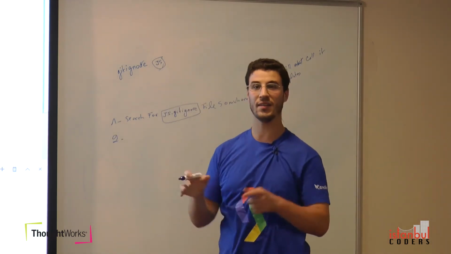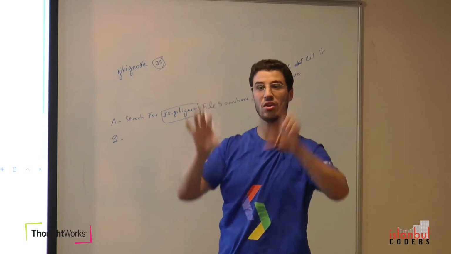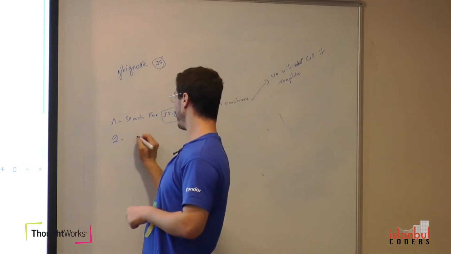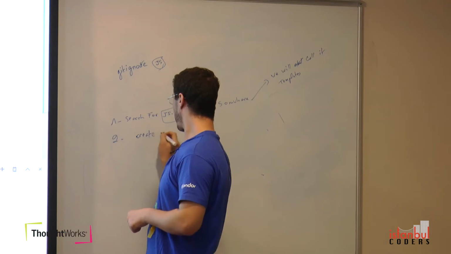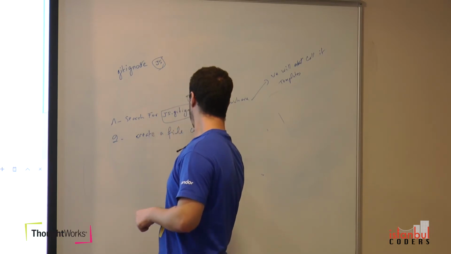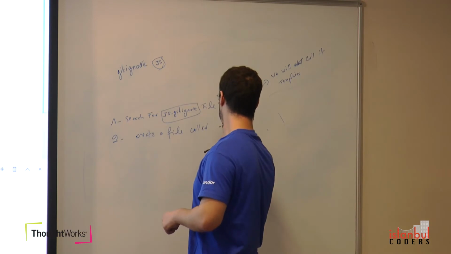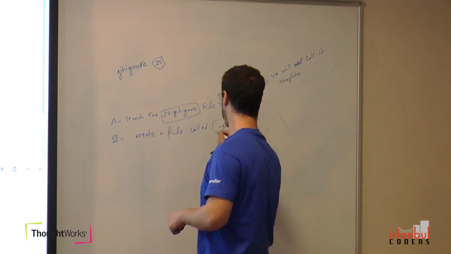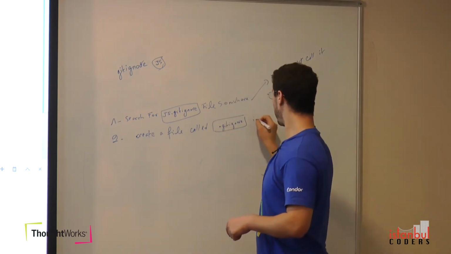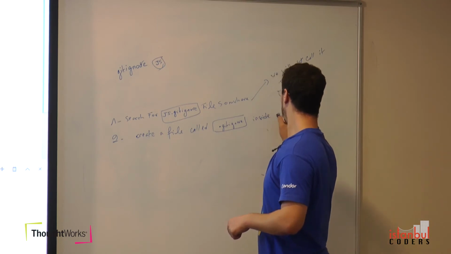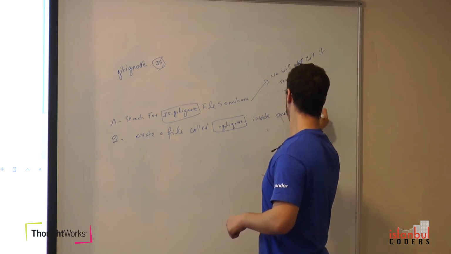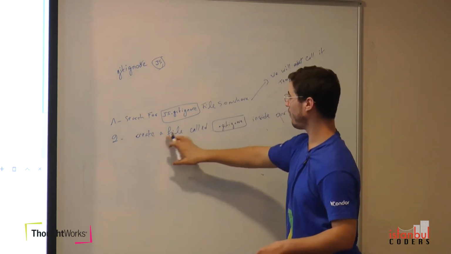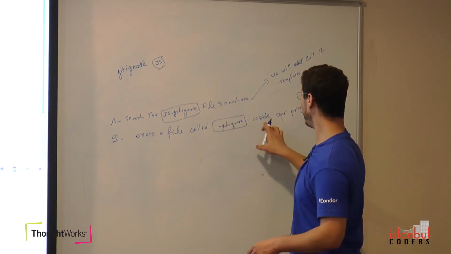What's the next step? I take the content of the file, and inside my current project, I create a file called .gitignore. We create the .gitignore file inside our project. These are all the steps. Then we will implement this.